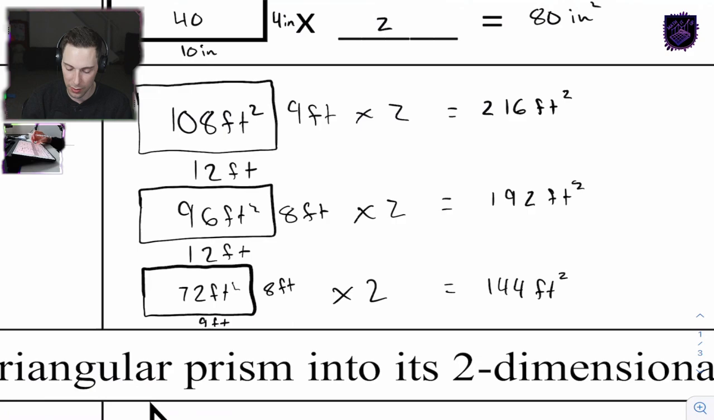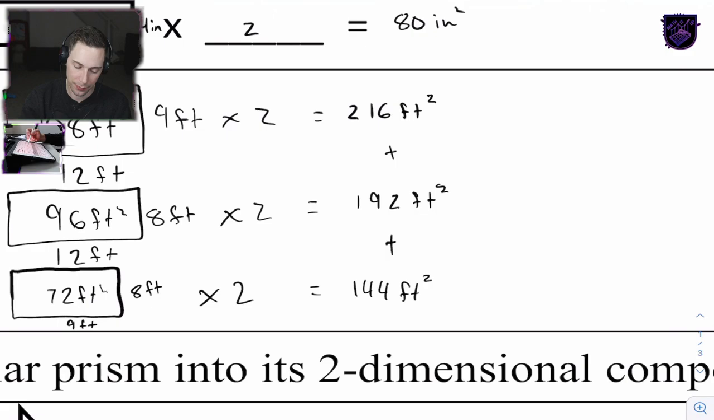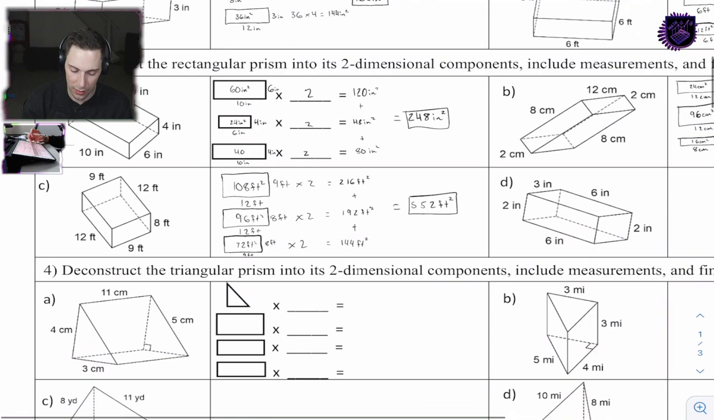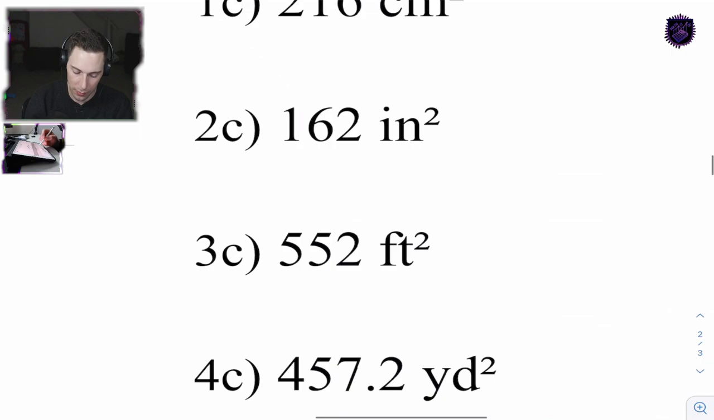Let's add those together. So 300, 400, 500, 540, 546, 548, 552. Total is 552 feet squared. I'm going to check my answer on my addition there. That's 3C, 552. Pretty good. Okay, next one.